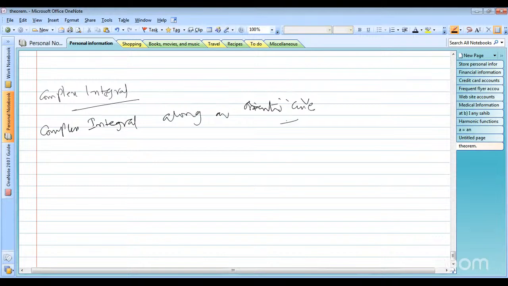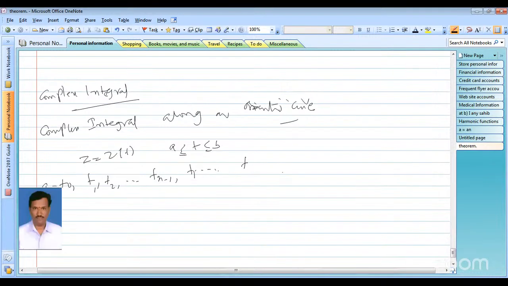Let us take the oriented curve. I have already told you about the Jordan curve here. So the oriented curve is z is equal to z of t, a less than or equal to t less than or equal to b. Assume that f is any complex function. Therefore, a is equal to t0, t1, t2, and so on up to tn minus 1, tn.